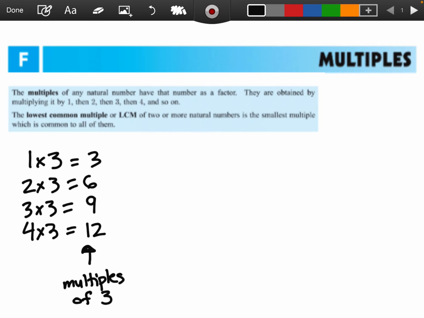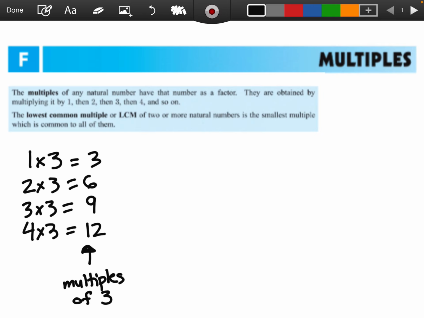The thing that you will tend to see more often is this idea of lowest common multiple, not to be confused with highest common factor. Lowest common multiple is the lowest number, the smallest number, that would appear in each list of multiples.